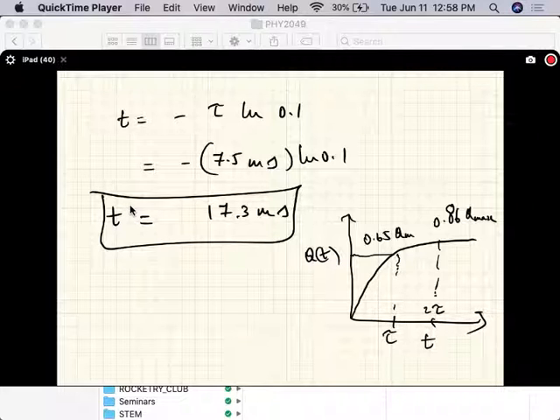And after 17.3 milliseconds, this is greater than two time constants, you've built up to 90% of the maximum charge. Okay. So that's what we found.